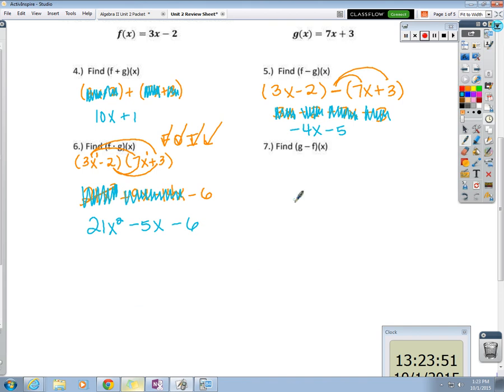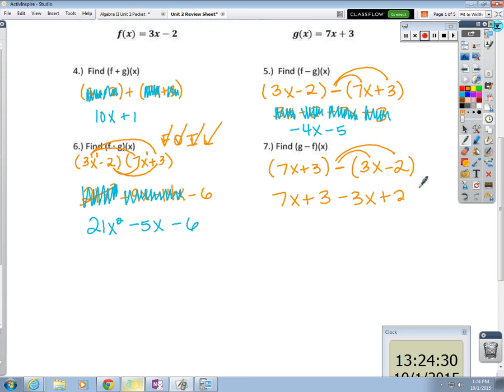Okay? Alright, number 7 is another subtraction problem. But this time, instead of us doing f minus g, we're doing g minus f. So the g function will come first. And then we subtract the f function from it. Okay, and what's the most important part to remember here? To distribute that minus sign to everything in the f function, not just the first thing after it. Okay, so this stays 7x plus 3. What will all this become once you've distributed that minus sign? Right. Basically the opposite of what it was before, like Jordan said.